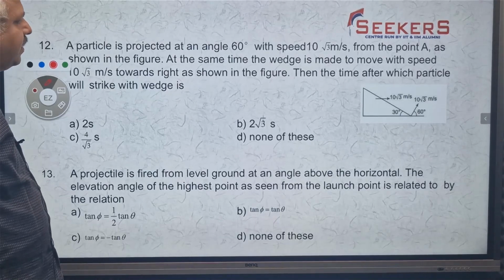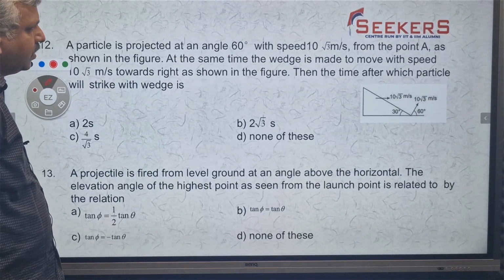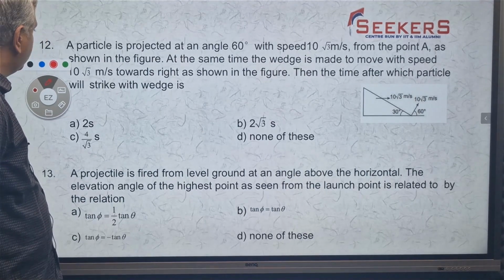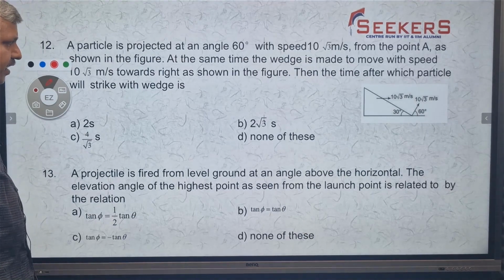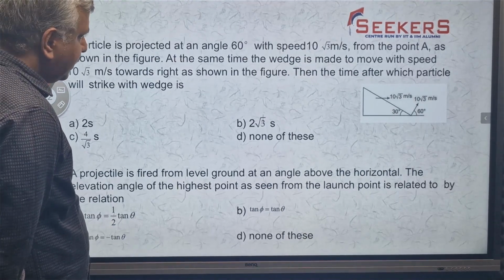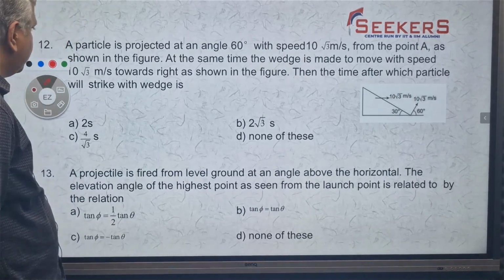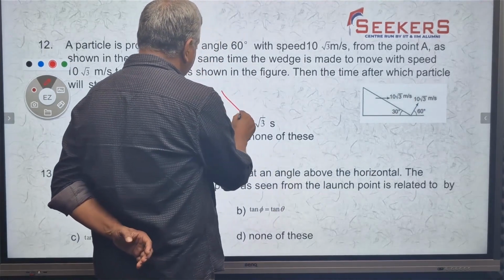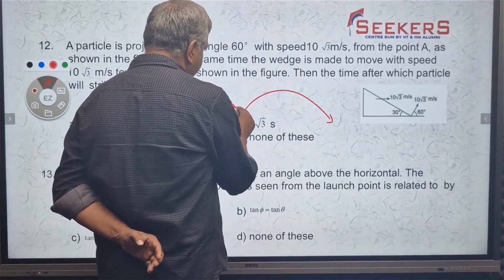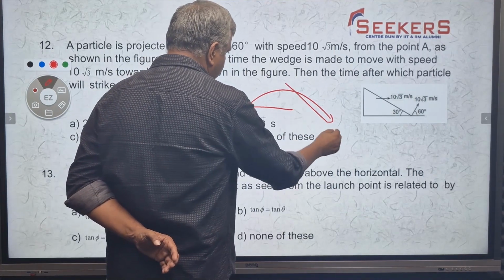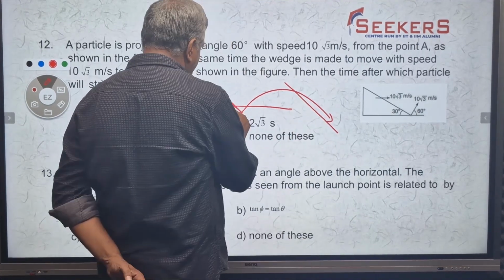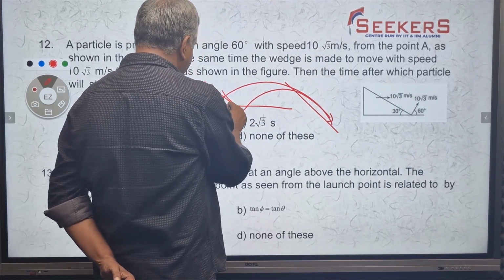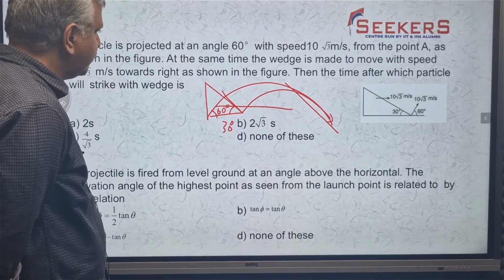A particle is projected at an angle of 60 degrees with a speed of 10√3 m/s from a point as shown in the figure. At the same time, the wedge is made to move with a speed of 10√3 m/s towards the right as shown in the figure. Then the time after which the particle will strike the wedge is how much? Okay, it's an interesting question. So there is a wedge here and the particle is thrown this way. Now the wedge is moved this way, so after some time the wedge may come here and then the particle may hit. This angle here is 30 degrees and it is projected at 60 degrees. So if it is projected at 60 degrees, something tells me that it will not hit, but let us see what will be the condition.